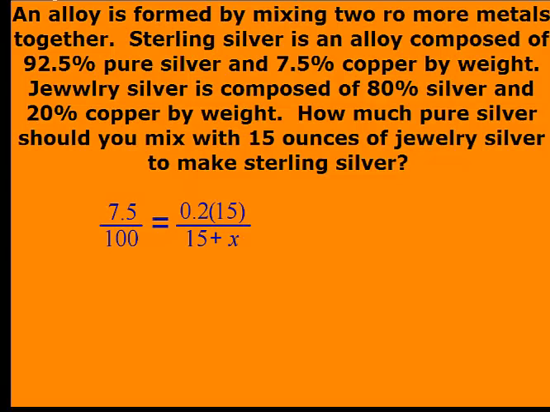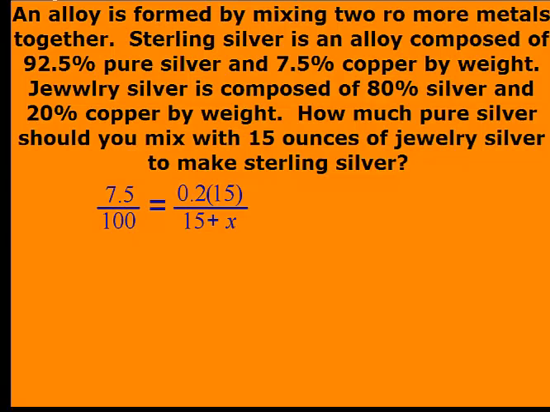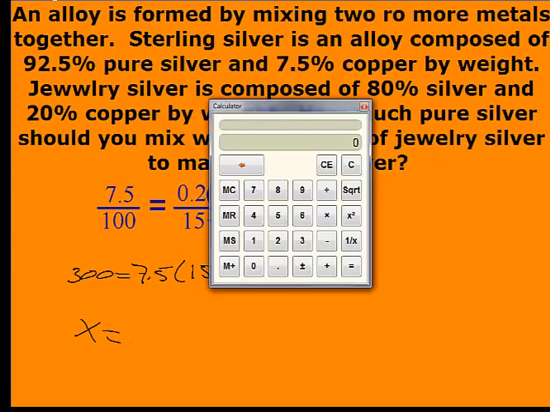Then we've got to divide it by 15 plus x, because the x is the amount of silver we have to add in order to make the equation balance. So this is going to be 300 equals 7.5 times (15 plus x). To get x by itself, we're going to divide 300 by 7.5, and then subtract the 15. So 300 divided by 7.5 equals that, minus 15 equals that. So we need 25 ounces of pure silver.